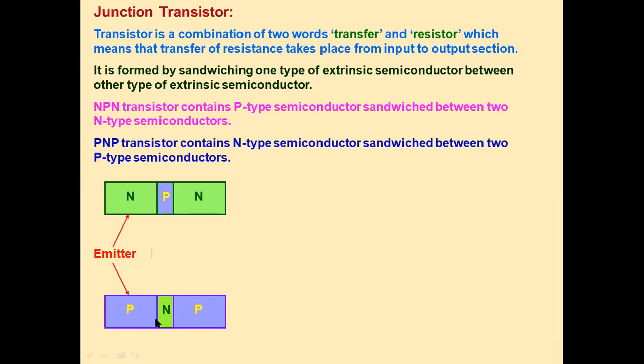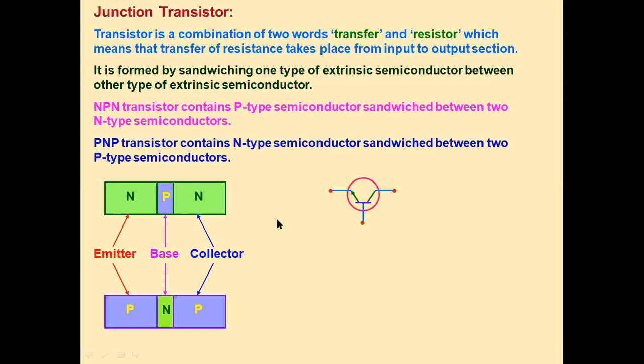This transistor consists of three regions. First one is the emitter, second one is the base, and third one is the collector. Emitter is large in size and heavily doped. Base is small in size and lightly doped. And third one is the collector. It is large in size and lightly doped.